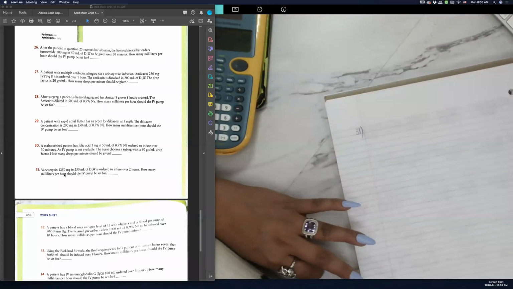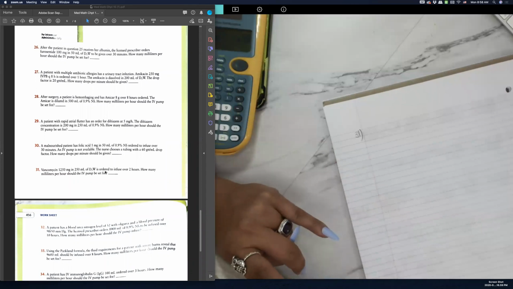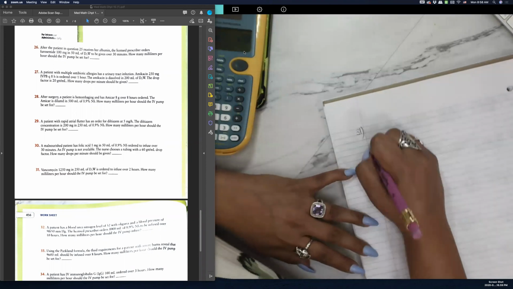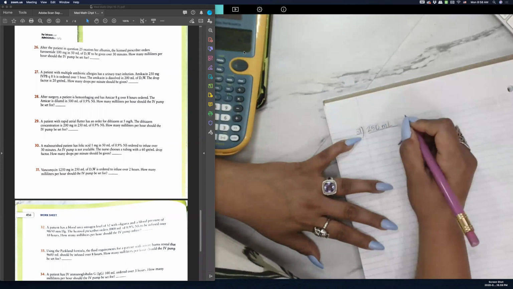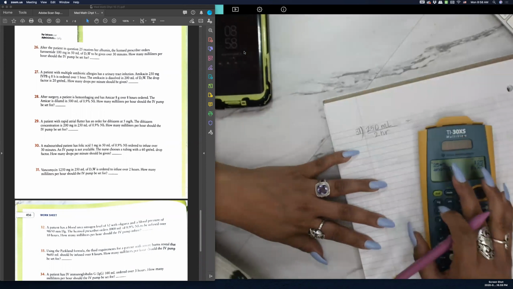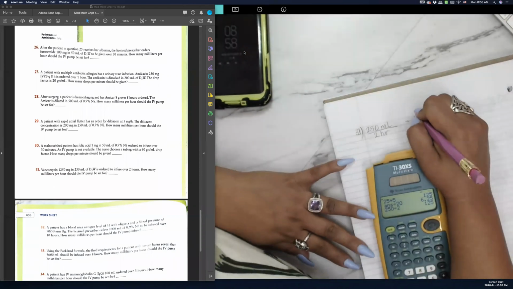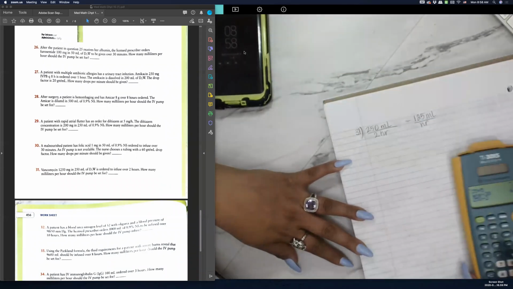Vancomycin 1250 milligrams in 250 milliliters of D5W is ordered to infuse over 2 hours. How many milliliters per hour should the IV pump be set for? Okay, so our volume is 250 milliliters. We're infusing that over 2 hours. So go ahead, solve that. So 250 divided by 2, it's going to be 125 milliliters per hour. Okay, 32.